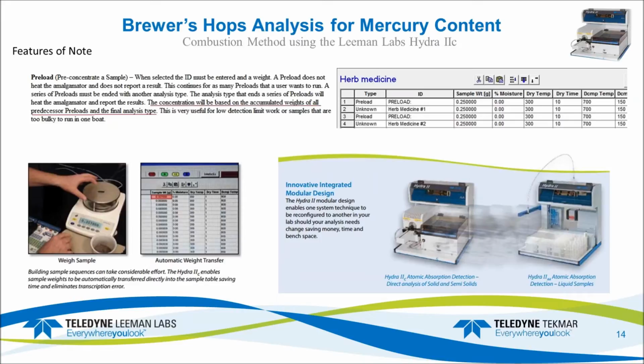There's a preload technique. If these had been very much lower, I probably would have tried to use the preload technique because you can only squeeze so much sample into the boats. The preload technique is simply taking a boat and then another boat and then another boat until you feel like you're going to get the right concentration where you're in a good detectable range. And then all of those individual boats are burnt onto the gold trap, and at the end it's just an accumulation of that, and then it takes the final analysis for that one.